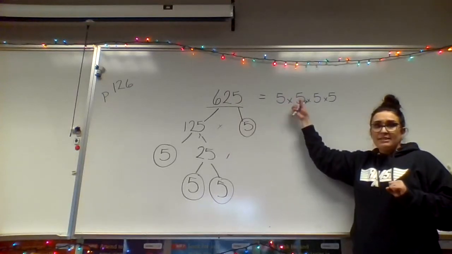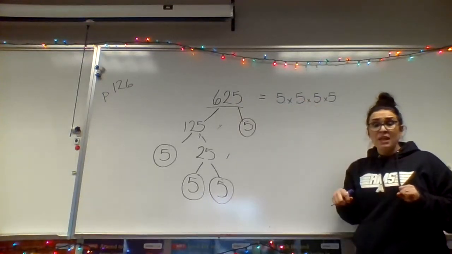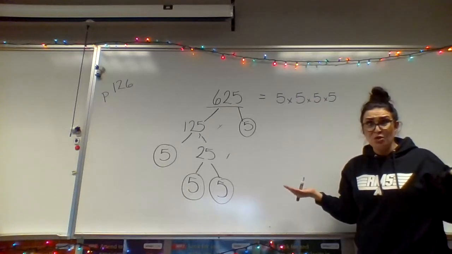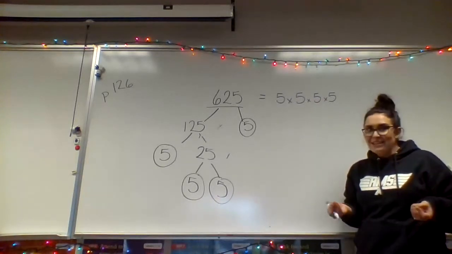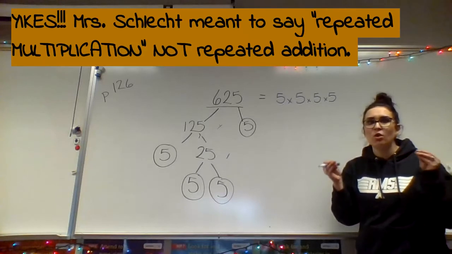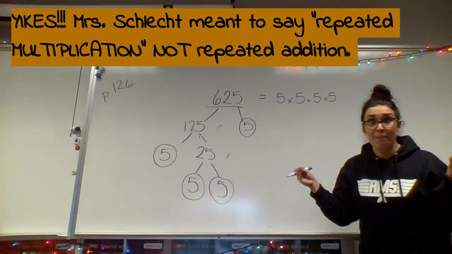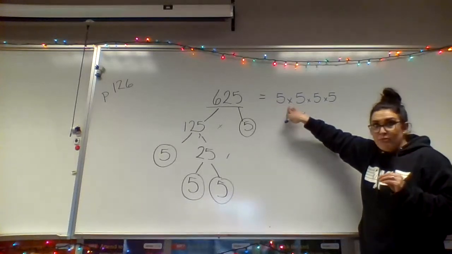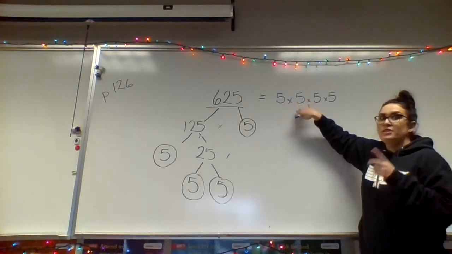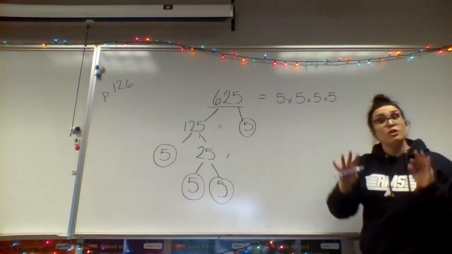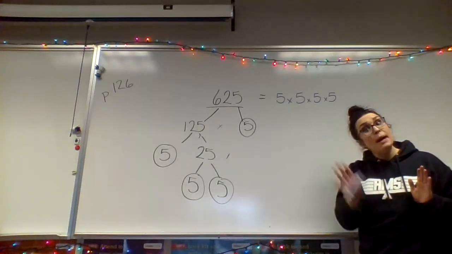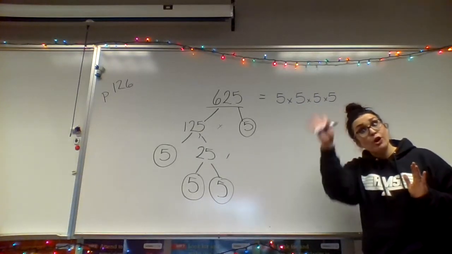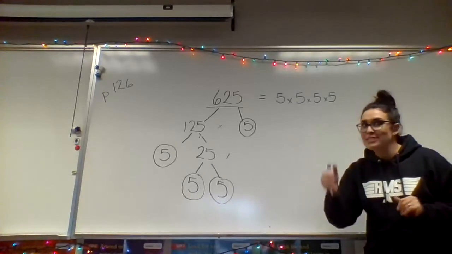All right, so now we're going to get to the exponent portion of our lives, my friends. Notice this is a 5, this is a 5, this is a 5, this is a 5. So all exponents do is represent repeated multiplication of the same number. A 5 is being multiplied by a 5, which is then being multiplied by a 5, which is then being multiplied by a 5. Since I am multiplying the same number by itself over and over again, I can use exponents to represent this.